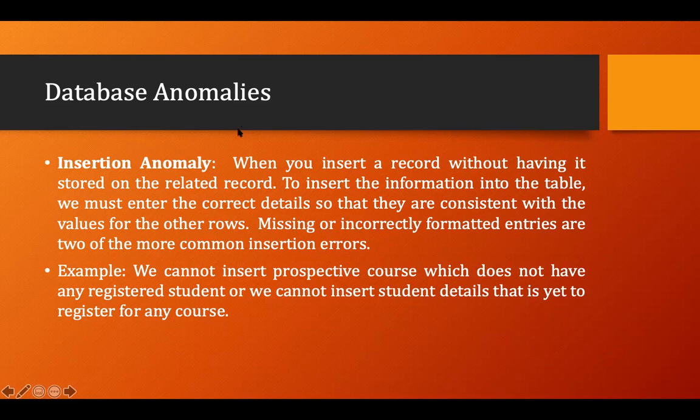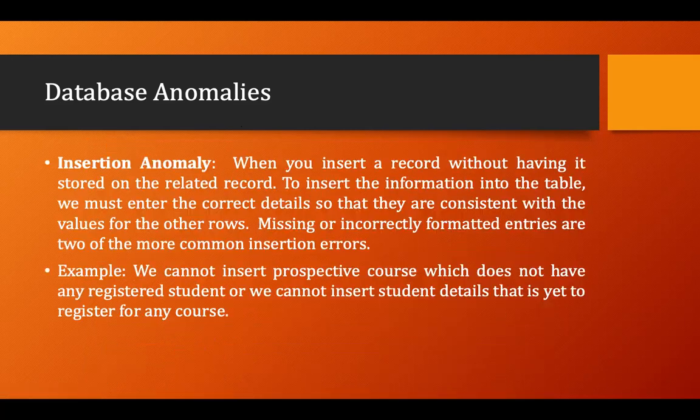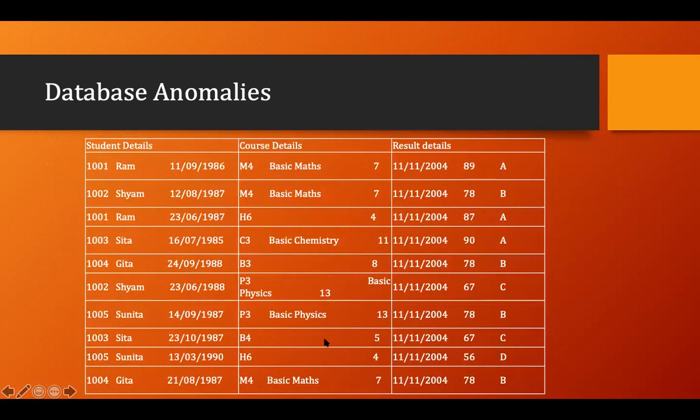Now we are talking about anomalies. When we insert data in this type of table, we feel some problems. Let's see the problems. We cannot insert a prospective course which does not have any registered student, or we cannot insert a student detail that is yet to register for any course.